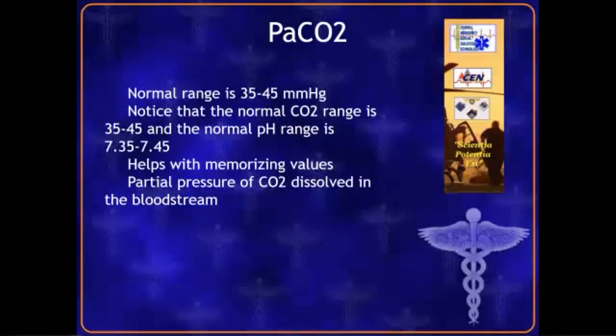So if we start looking at the components of the blood gases, let's look at the CO2 first. Its normal range is 35 to 45. This is something most of us already know, and it's easy to remember because the pH is normally 7.35 to 7.45 also.